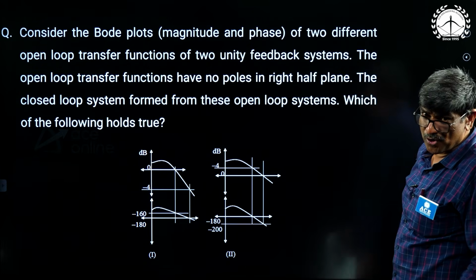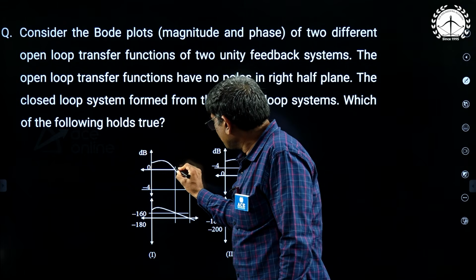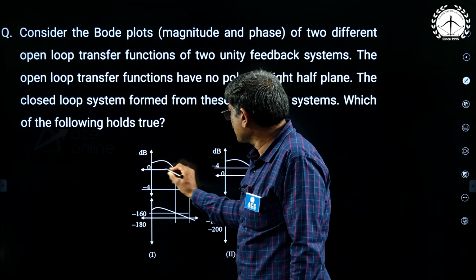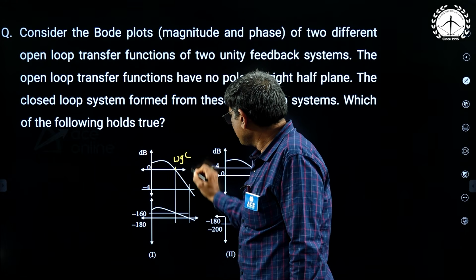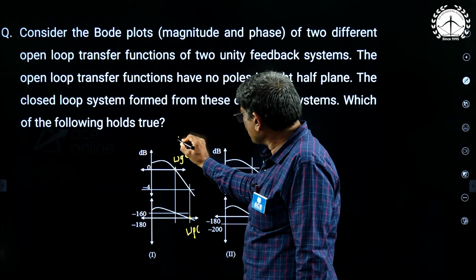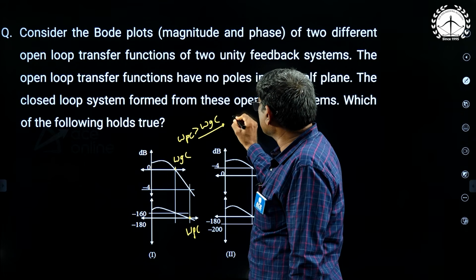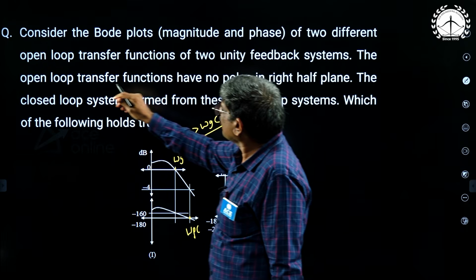So they have given Bode plots, and they are asking which is stable. We know it simply, here 0. What is this? This is nothing but omega GC. And this is minus 180, omega PC. That means here omega PC greater than omega GC, so the given system is stable.